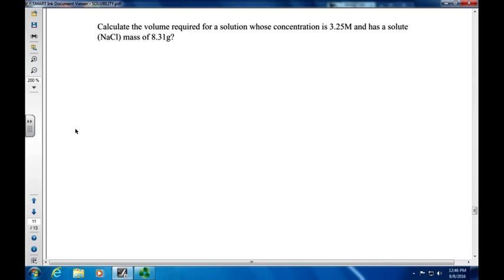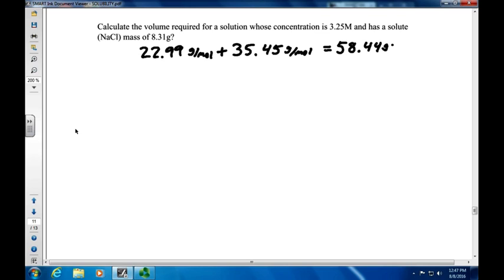And if you look at your periodic table, you find that sodium is 22.99 grams per mole. And to that, we're going to add the molar mass of chlorine, which is 35.45 grams per mole, which gives us 58.44 grams per mole. That's its molecular mass.